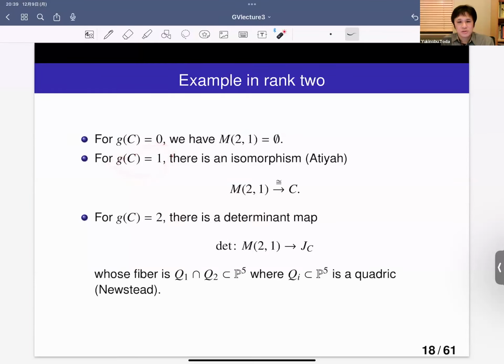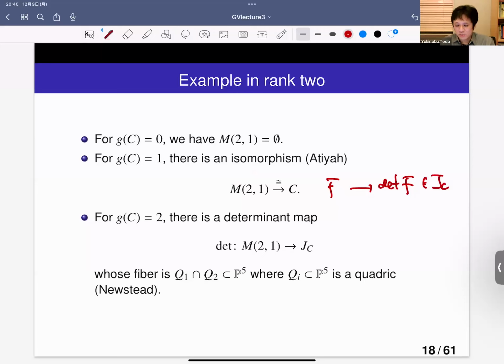But for the genus equal 1 case, that is when C is an elliptic curve, this moduli space of rank 2 and degree 1 is isomorphic to the original elliptic curve itself. So this isomorphism is also explicit. That is, for each F, which is a rank 2 and degree 1 stable bundle, we can associate its determinant line bundle. So then it becomes an element of the Jacobian.